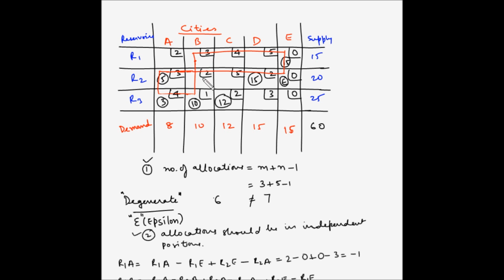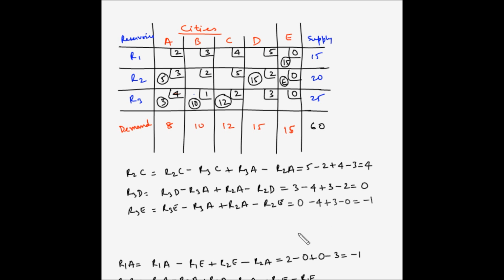Let me first erase this closed loop that I had created to avoid any confusion. So the next water square is R1C. Let's try to formulate a closed loop for this water square. For this one also we'll have a similar closed loop as the previous one, which will be from R1C to R3C to R3A to R2A to R2E to R1E, and then back to R1C. So let's note this down.